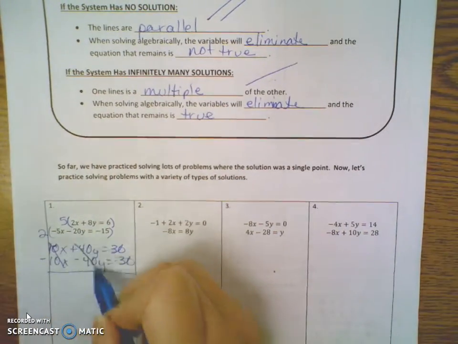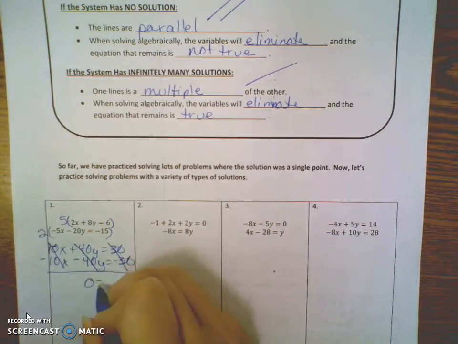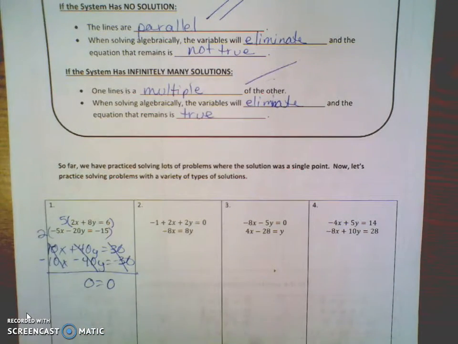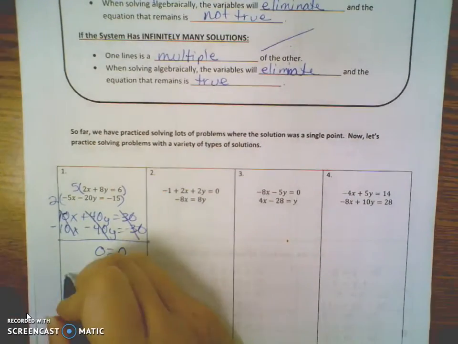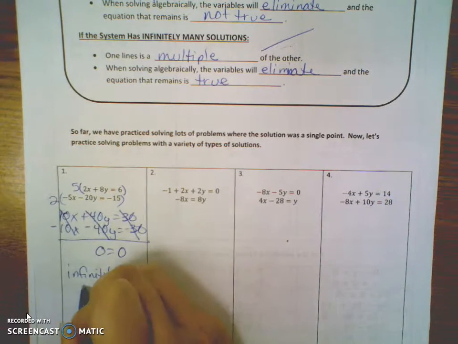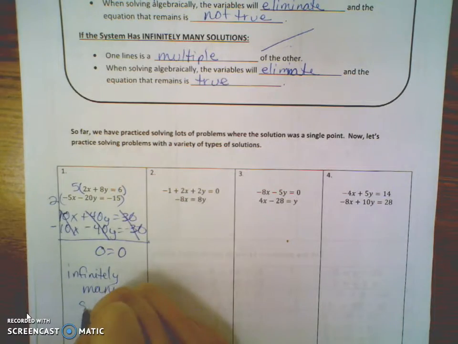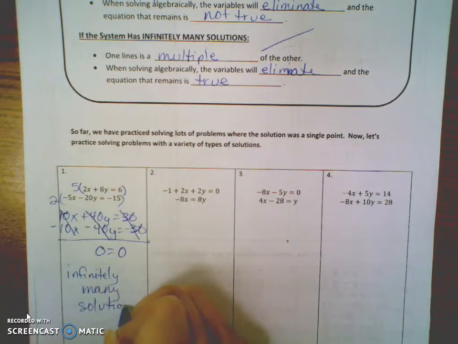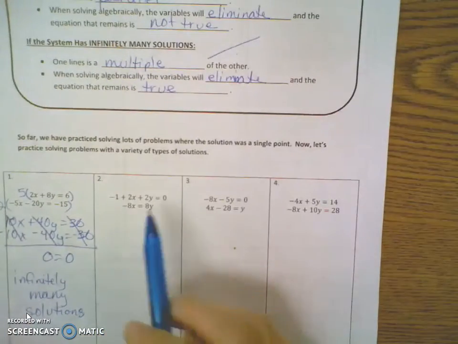So those eliminate, that eliminates, and I have 0 equals 0. 0 is equal to 0, that is true, so that means that this is infinitely many solutions. Okay, let's look at the next one.